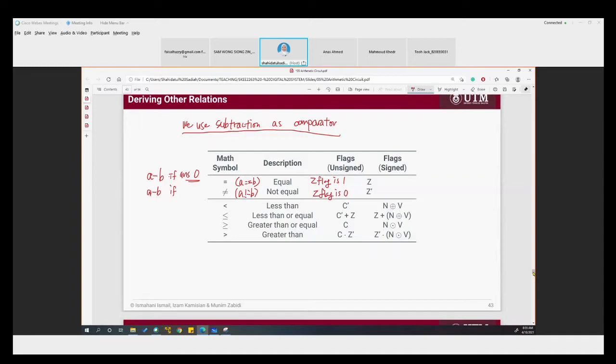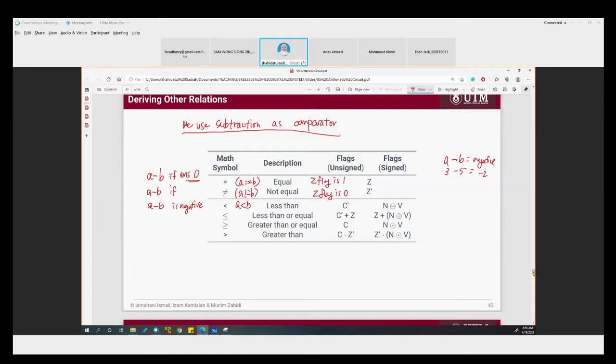Right. And then we want to check if A is less than B. If A is less than B, so if A minus B is negative, it means it's less. Let's say A is 3, B is 5, A minus B will be negative 2. So if A minus B is negative, then we know that A is less than B.